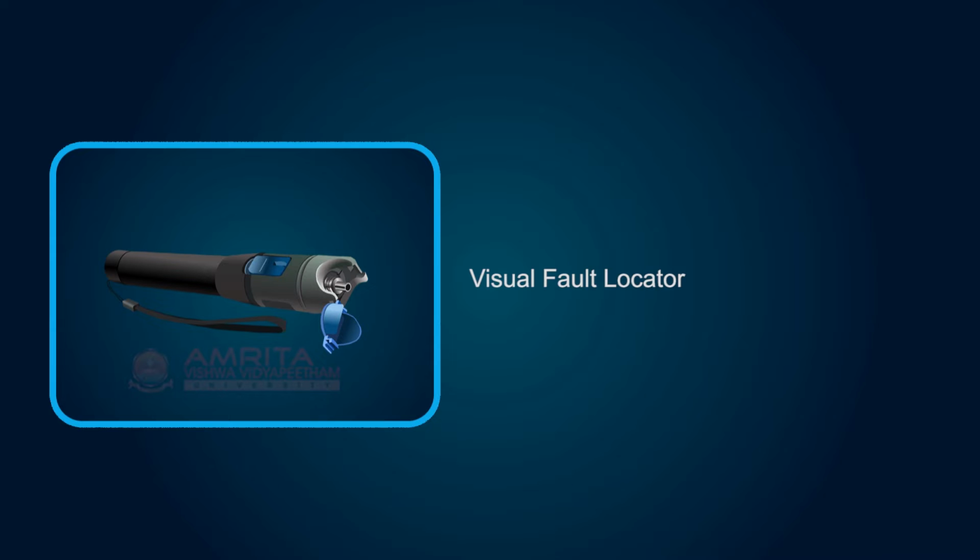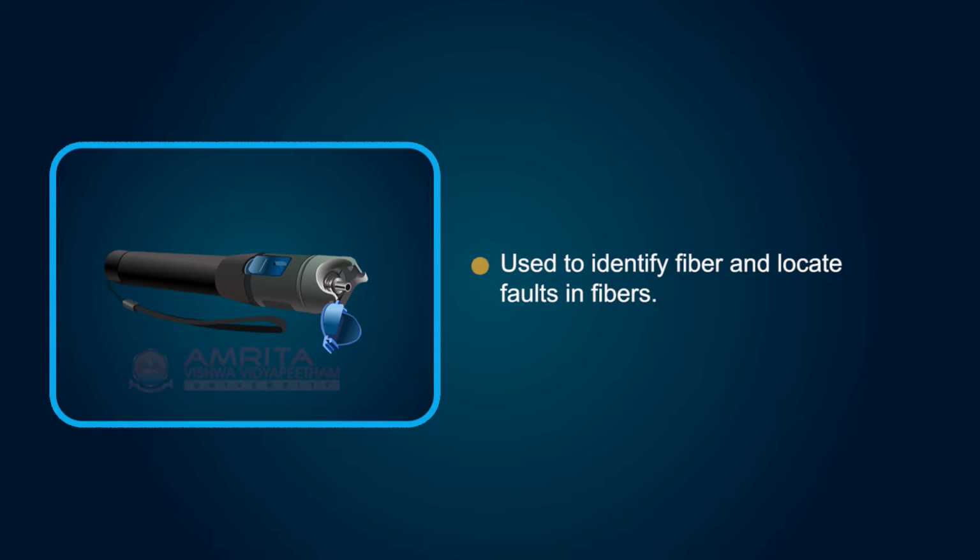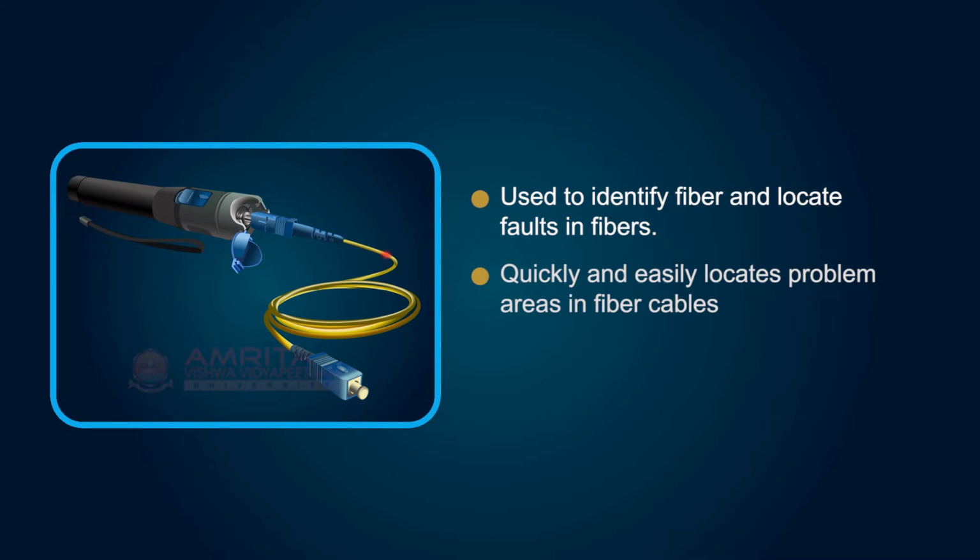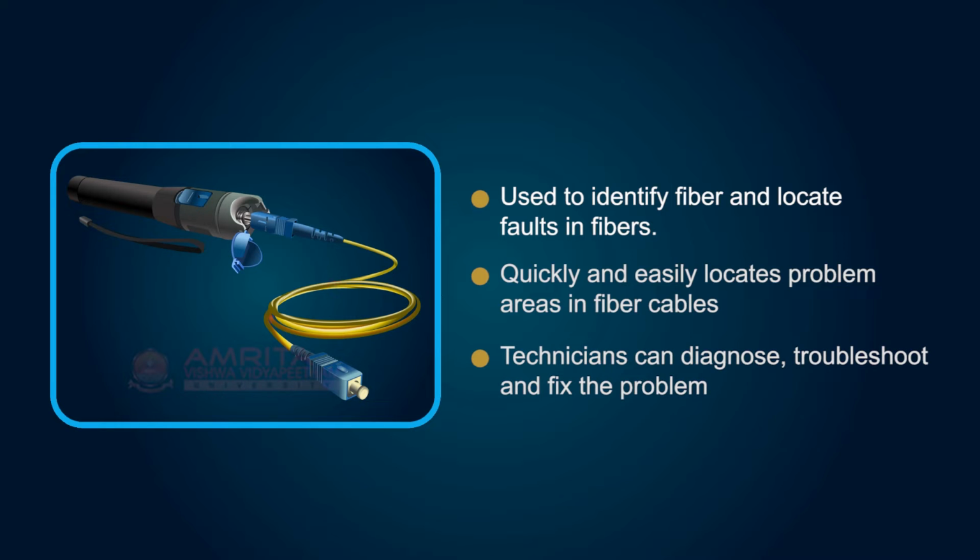Visual fault locator. Visual fault locator is used to identify fiber and locate faults in fibers. Visual fault locator is an essential tool that quickly and easily locates problem areas in fiber cables. By pinpointing the exact location of fiber damage, technicians can diagnose, troubleshoot, and fix the problem timely and efficiently.